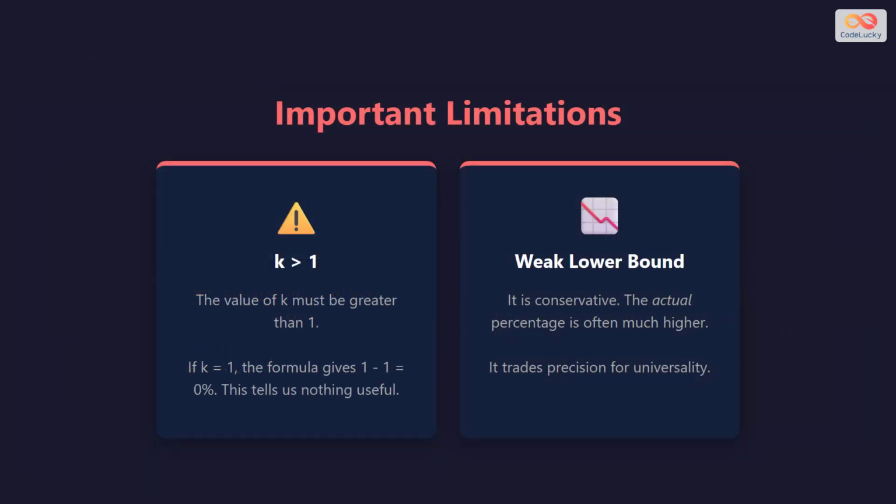Before we finish, keep 2 limitations in mind. First, k must be greater than 1. If you try to use 1, the result is 0, which isn't helpful. Second, remember that this theorem provides a weak lower bound. It is a conservative estimate designed to be always true, regardless of the data shape. For specific, known distributions like the normal distribution, you would use more precise tools.